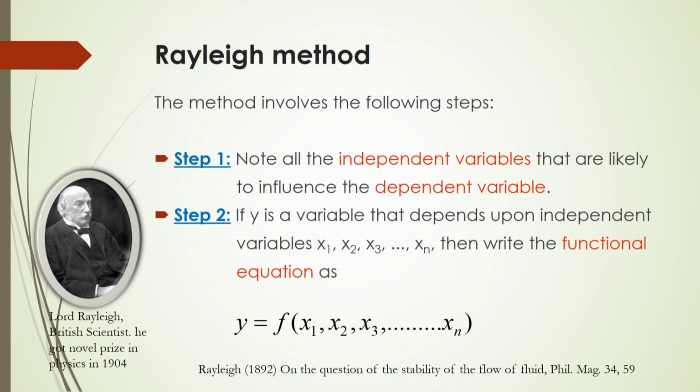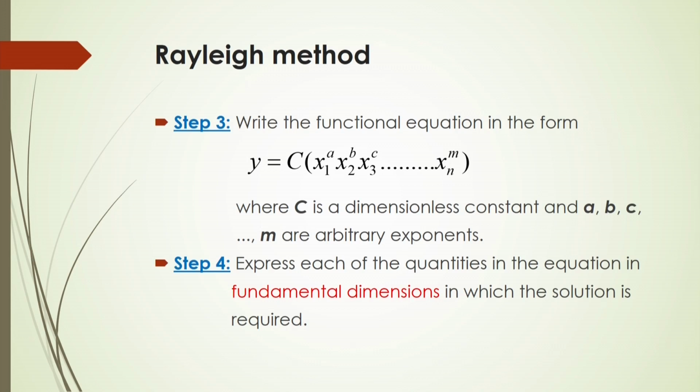So, in that case, suppose y is a dependent variable and x1, x2, x3 and xn are the independent variables. Then we can write a function like this: y is a function of x1, x2, x3 and xn. So, the first step is to identify the variables, and out of those, which are the independent variables and which are the dependent variables. After that you have to make a functionality like this: y will be equal to a function of x1, x2, x3 and xn.